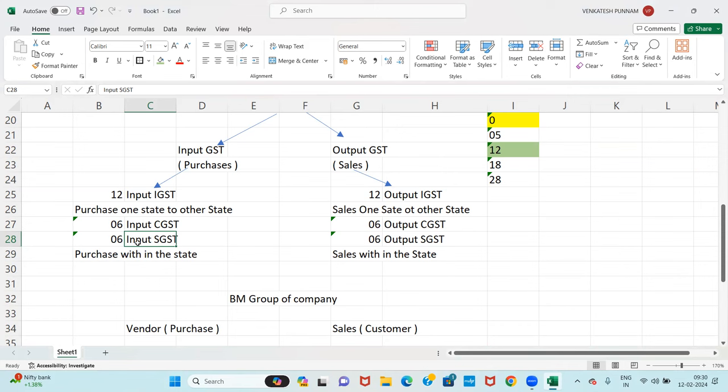Any questions? So tomorrow onwards, let's do the configuration: configurations, invoice postings, payments, reports, everything. We'll see tomorrow onwards.